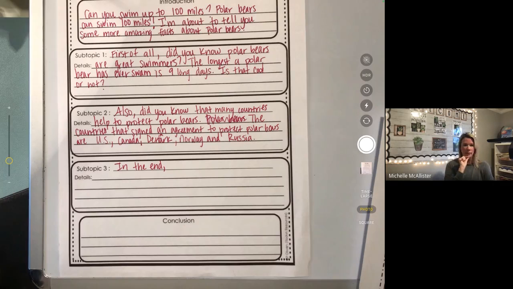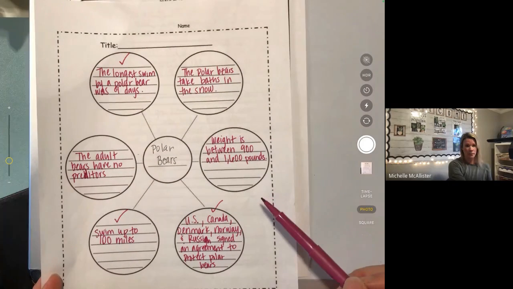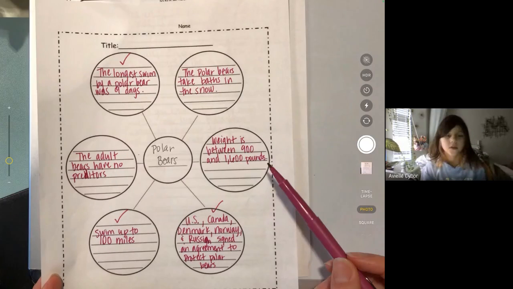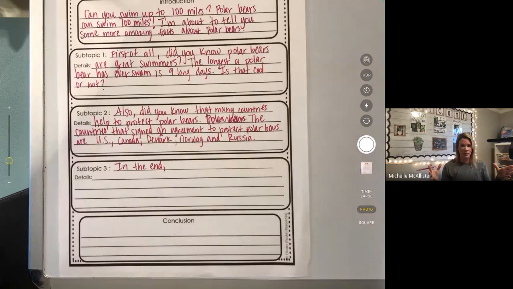What's my subtopic, Avi? Polar bears. Well, no, what was my fact that we chose? The weight is between 900 and 1,600 pounds. Good. Okay, so my subtopic is their weight, right? Uh-oh, let's make sure that we are not in the chat box right now. Okay, go ahead, Avi. Let's say, in the end. Don't tell them the fact yet. Just tell them something about their weight. We're going to lead them into the fact. Polar bears what?